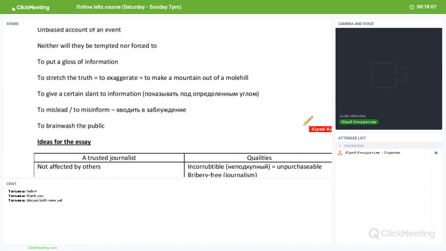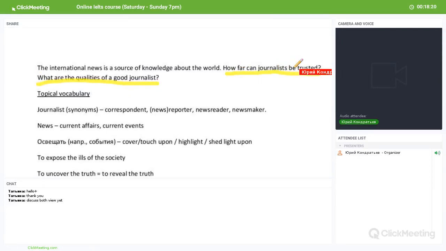Okay, so can you please write in the chat some qualities that a good journalist should have and what they should do? Just some ideas. The questions for the essay are: how far can journalists be trusted? What are the qualities of a good journalist? So can you please write an adjective, like honest, for example, and what he should do, like he should provide information without giving a certain slant to it. Okay, so some quality and a description of what this journalist should do.